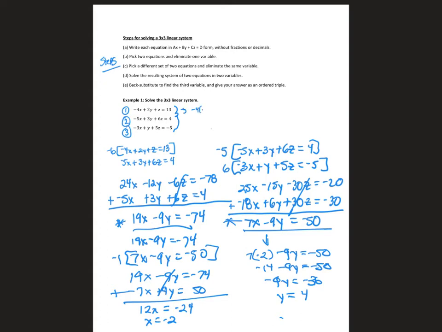Negative 4 times negative 2 plus 2 times y, which was 4, plus z equals 13. And I get 8 plus 8 plus z equals 13. 16 plus z equals 13. Z has to be negative 3. So I just found my ordered triple, which would be x is negative 2, y would be 4, z would be negative 3. And I'm going to ask that you guys write it like this every single time for your final answer.